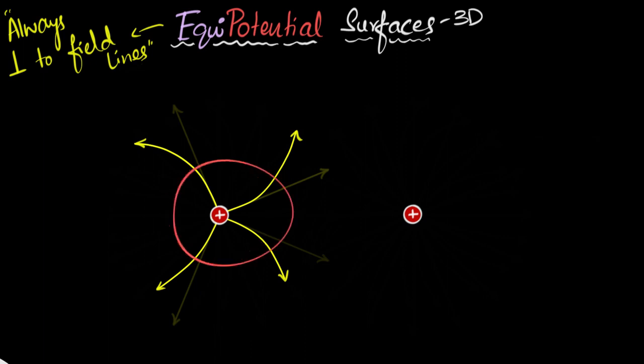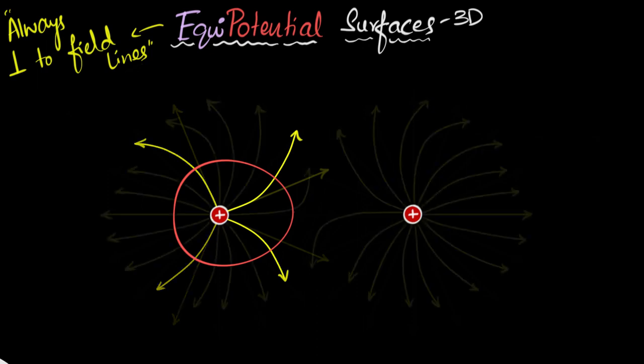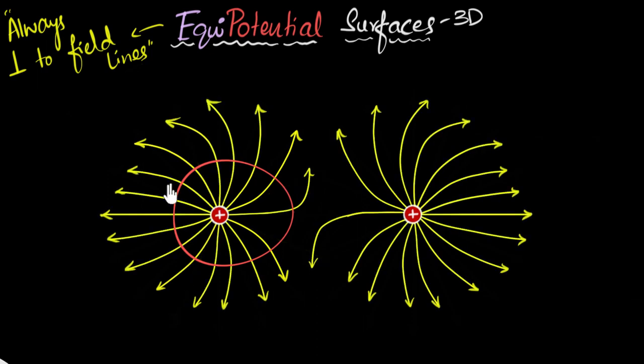Let me get rid of that. And so if I get rid of this, all right, there we go. This is what the new equipotential surface looks like. It's kind of egg-shaped, but bulged towards this one. And the same thing would happen over here.